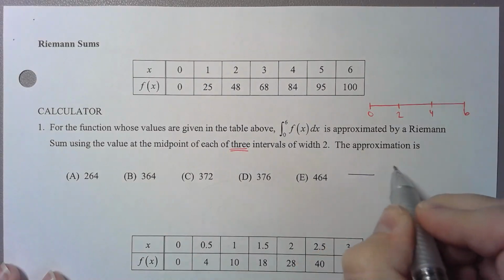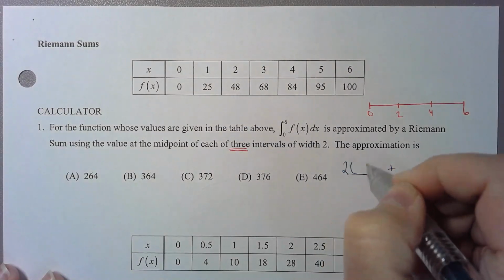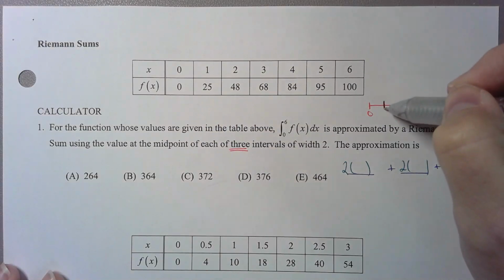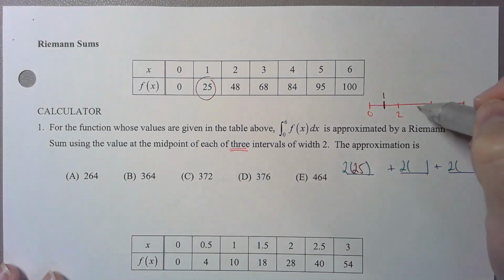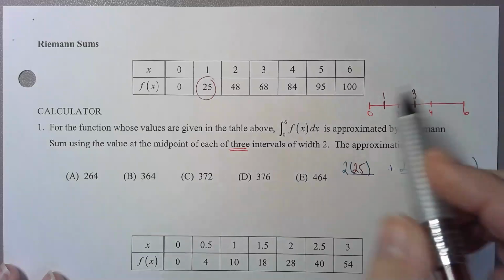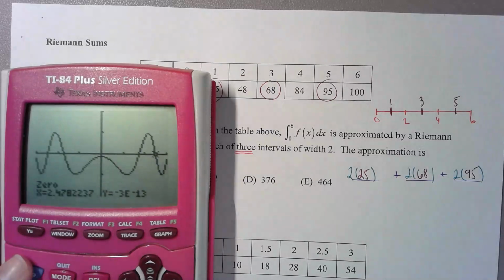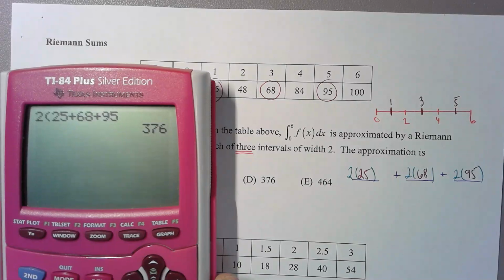So I have 1, 2, 3 rectangles that I'm going to add up. The base of each rectangle is 2. The height of each rectangle comes from the midpoint. So the midpoint of my first rectangle is 1, and the height there is 25. My second rectangle, the midpoint is x equals 3. The height there is 68. And then we have our 5, and our height is 95. So I'm just going to grab my calculator, pull out the 2, and so I have 25 plus 68 plus 95 for a grand total of 376.